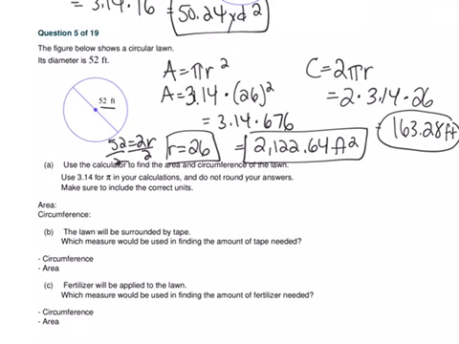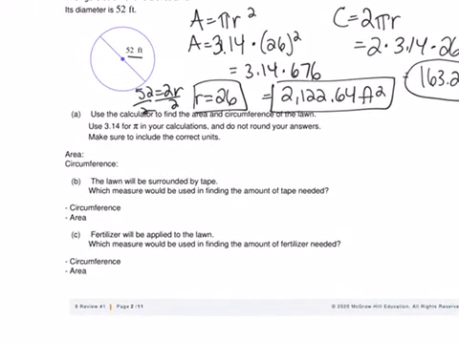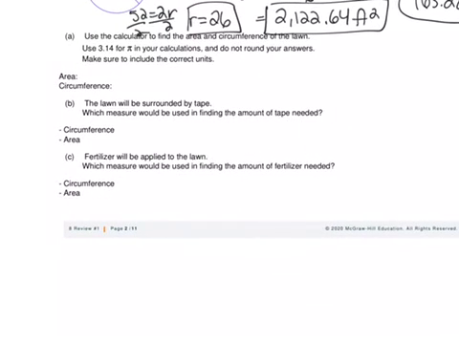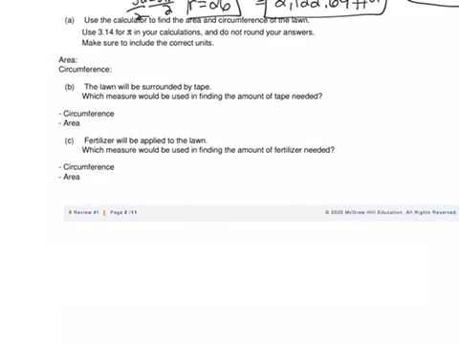And then the next couple questions in that problem do ask you just about area and circumference of a circle. So it's saying if the lawn is surrounded by tape, what measure would you use? So remember, when you're surrounding something, that's talking about the outside of a circle. And when we're talking about the outside of a circle, we should be using the circumference because that measures the outside of the circle. The next one says fertilizer will be applied to the lawn. Since it's going to be put right on the lawn, then that tells you that you're going to be using area to find that measure.